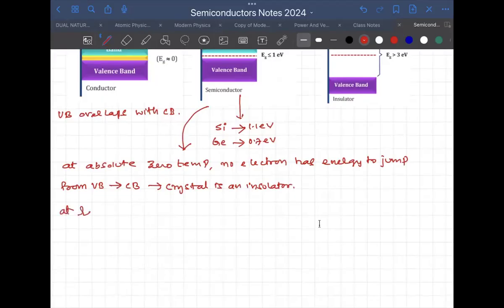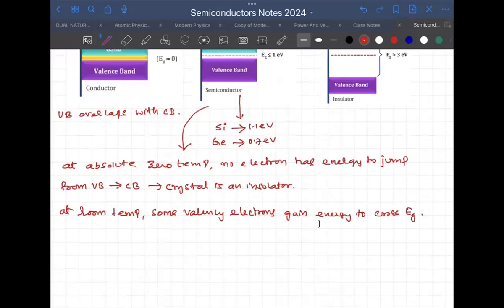At room temperature, you take 25 degrees, 30 degrees centigrade, etc., some valency electrons gain energy to cross the energy gap, right? And this makes the conduction band fill with electrons.